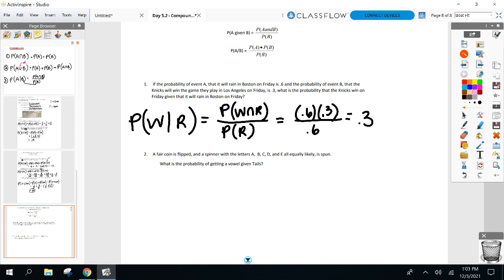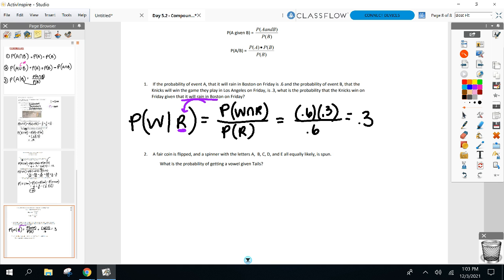Yep, Elliot, go ahead. Why did you put 0.6 on the bottom instead of 0.3? Because of what was given. We were given that it rained, right? So that's got to go in your denominator according to the formula. Given that it rained in Boston. If I was given the Knicks won, then I'd put 0.3 at the bottom. Good question. Last one here together.